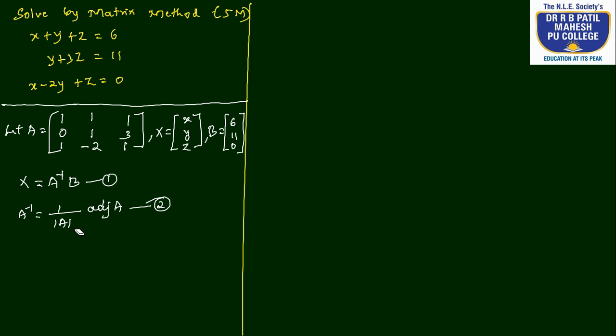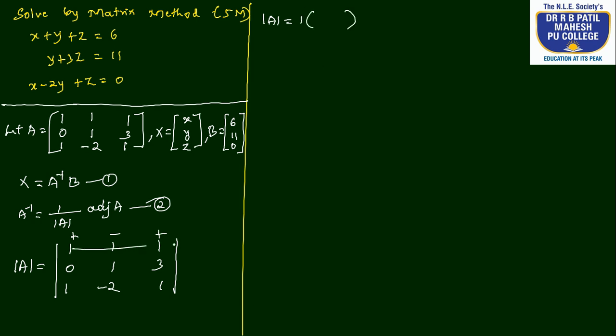Determinant of A, as I explained, by expansion. So here I take 1 1 1, 0 1 3, 1 minus 2 1. Let me take the expansion here. Determinant of A is equal to, along the first row, plus minus plus. So 1 into, leaving the row and the column, cross multiplying, 1 into 1 minus, minus 2 into 3 is minus 6.